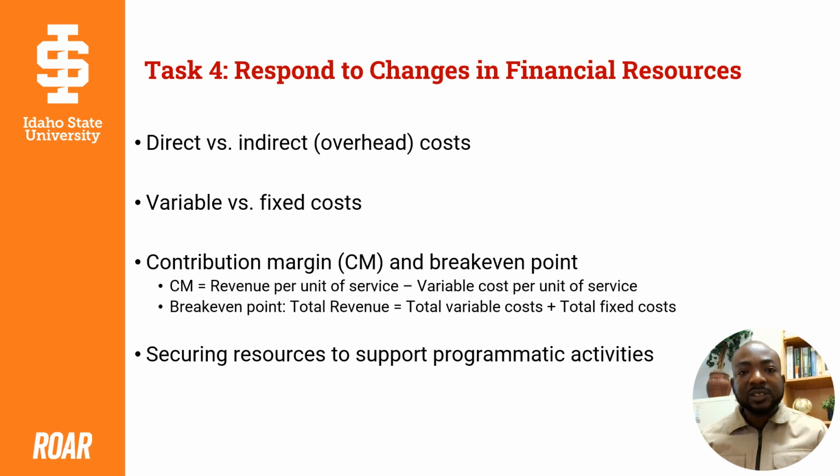If financial resources become constrained, managers have two levers: grow revenues or reduce costs. Reducing costs requires understanding the organization's cost structure. There are two ways to define costs. It's either you divide and categorize them into direct or indirect, also called overhead costs, or classify them based on whether they are variable or fixed costs.